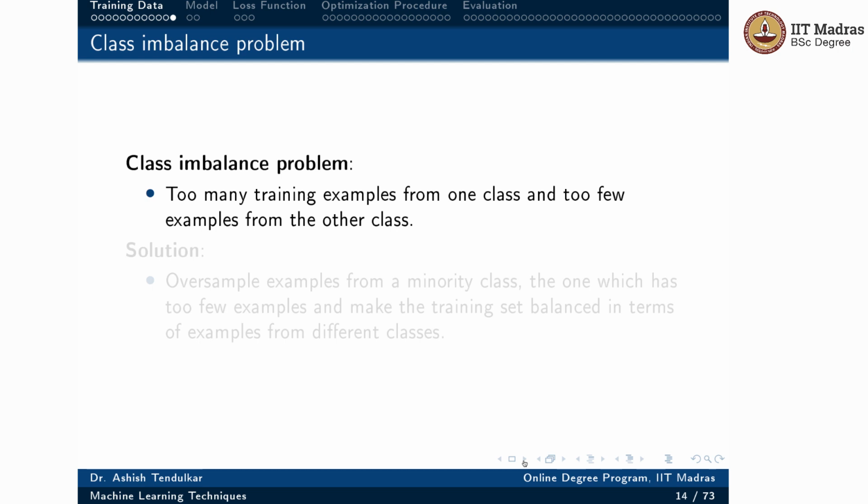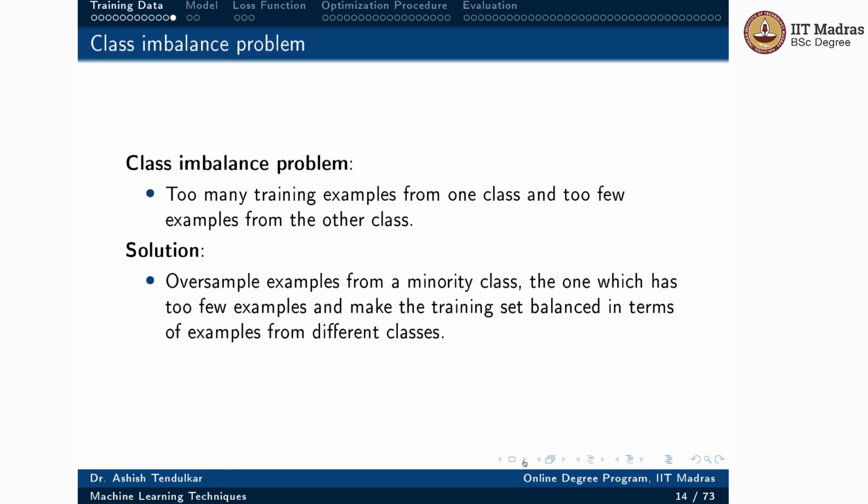In such a situation, one simple solution could be oversampling examples from the minority class. We can repeatedly sample examples and add them, which is very similar to either copying the examples again or sampling based on a certain distribution. Then we somehow make the training set balanced in terms of examples from different classes, and that might help us in addressing the class imbalance problem.